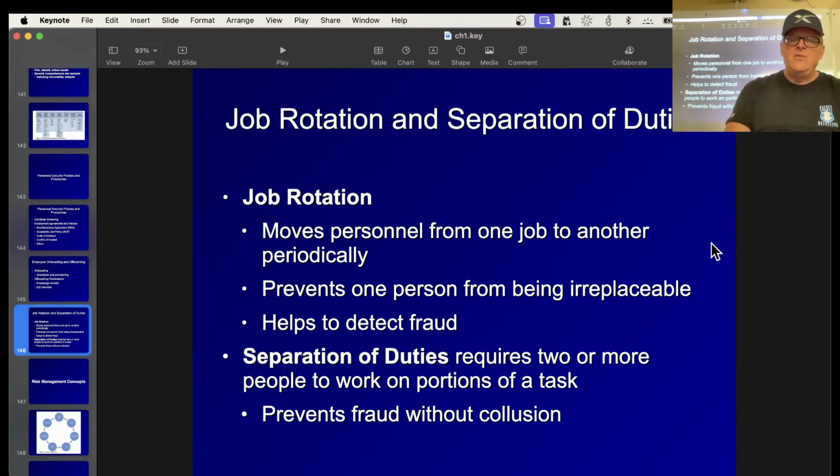Job rotation is one technique to try to prevent your employees from stealing from you. What you do is you rotate people from one job to another, and that way one person can't become irreplaceable, and if that one person was doing something fraudulent, the new person substituting for their job might detect what they're doing. Separation of duties is another technique where you do not let one person do a critical thing. I worked at a financial company for years, and every time money was sent out in checks, no one person could do that. One person had to prepare it, and another person had to review it to make sure it was right before you sent out the money, and that's what you do.